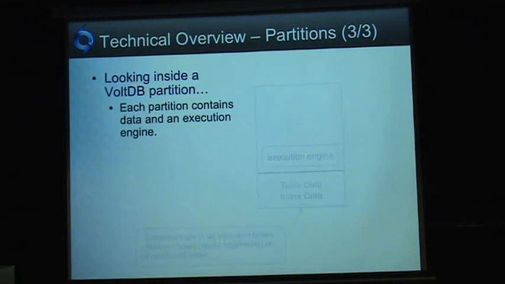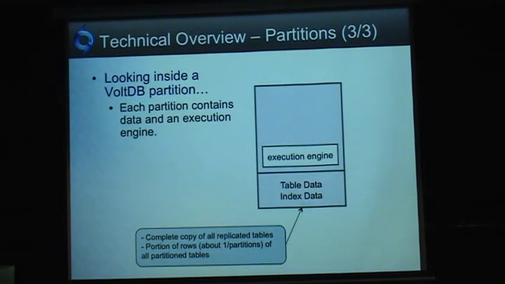So we've talked a lot about a partition. Let's take a closer look into what a partition actually looks like in a server. Inside your server, the partition contains 2 things. It's got space for data in it, and what we're calling an execution engine. An execution engine only knows how to execute SQL statements. As the note down here says, in the table and index data, we keep a complete copy of replicated tables and a portion of the rows of any partitioned tables in our system.